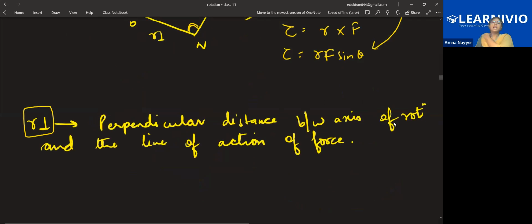Perpendicular distance between the axis of rotation and the line of action. This is the perpendicular distance, because it is only required whenever you are calculating torque. In torque, take the perpendicular portion.